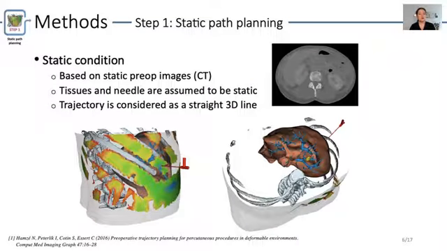The approach relies on preoperative images that are static by definition. Both the tissue and the needle are assumed to be static, and the trajectory is considered as a straight 3D line from an entry point to a target. On this slide, we can see at the bottom of the slide the color map that represents the quality of the possible entry points, and in red, the trajectory that avoids ribs and vessels and reaches the target in the liver.